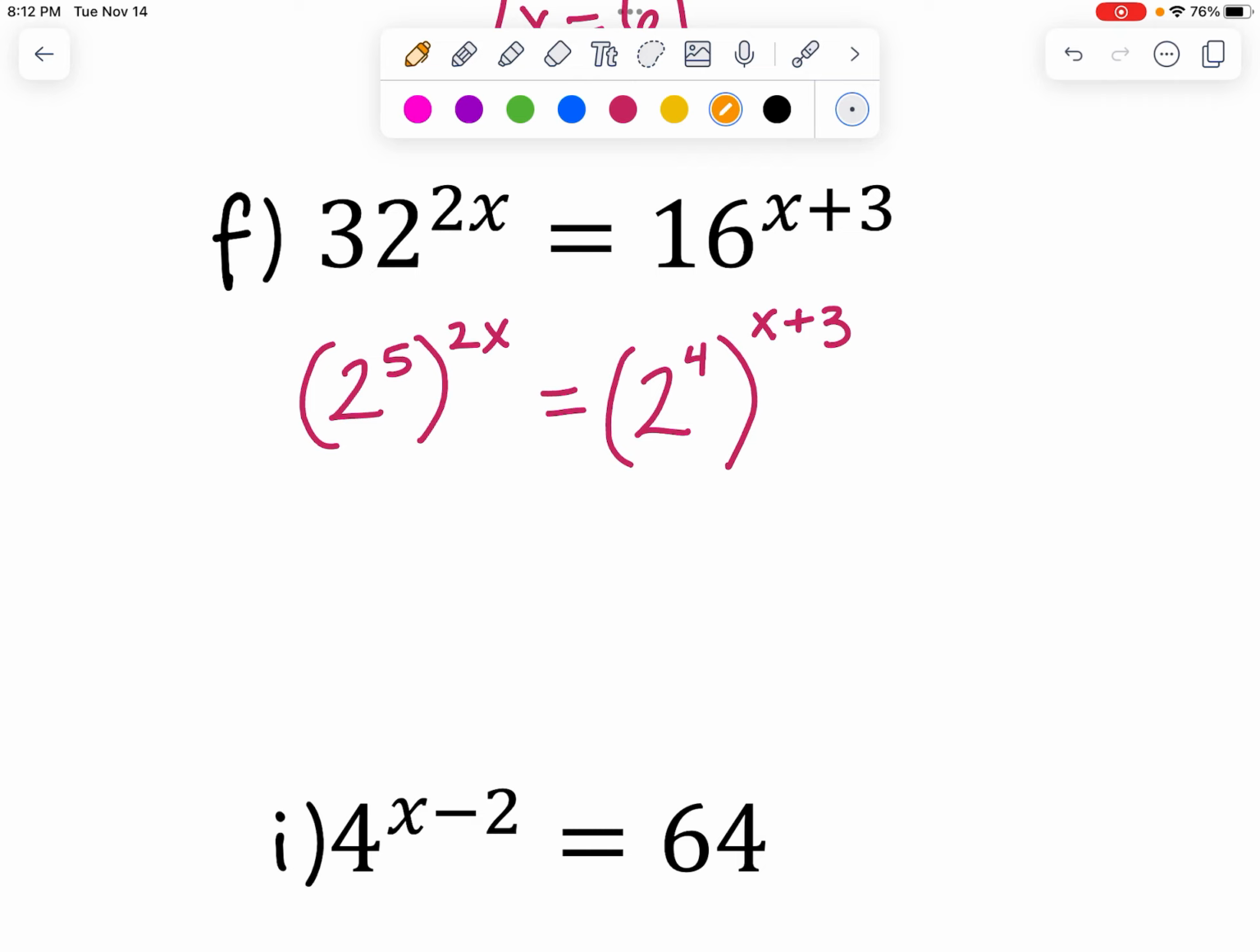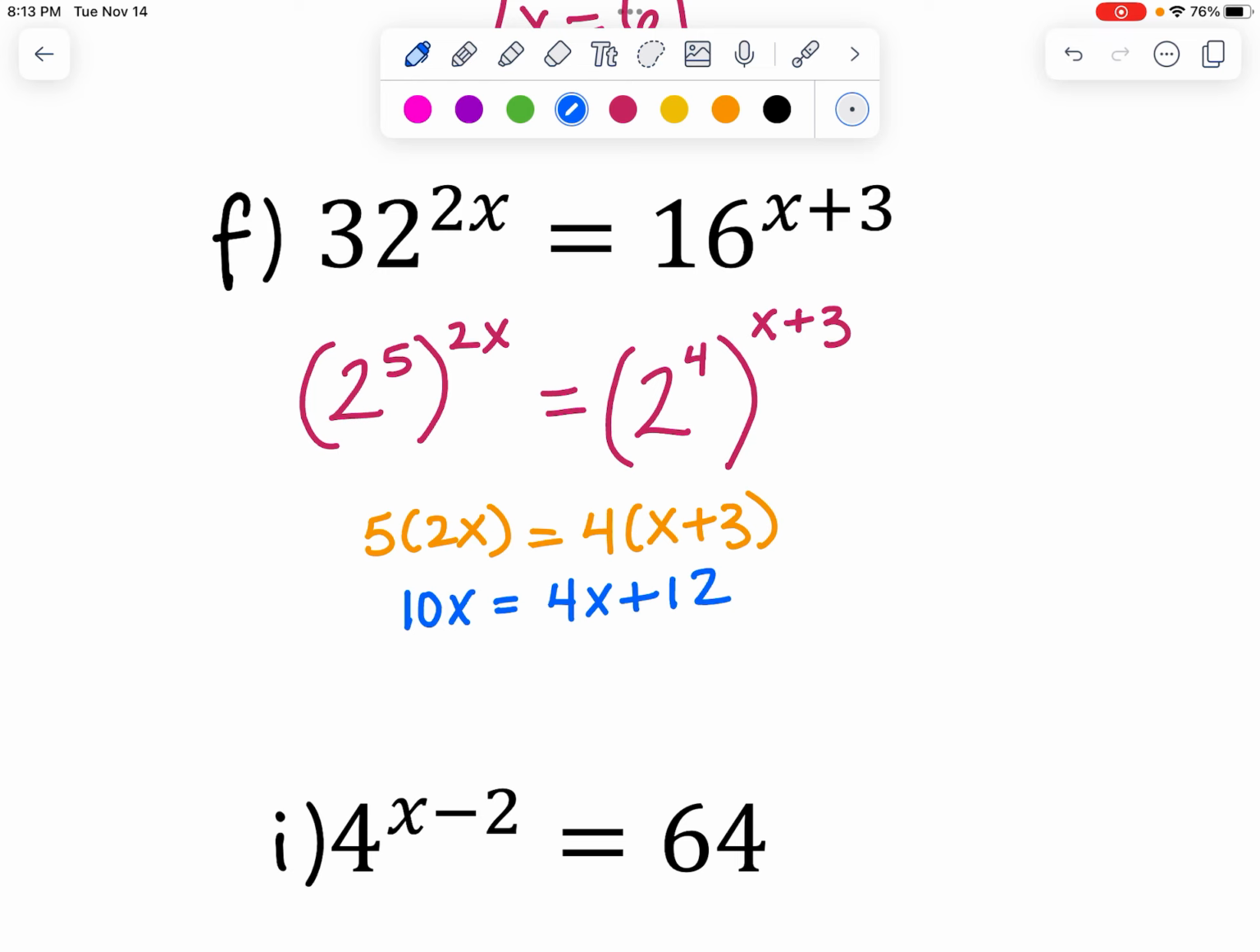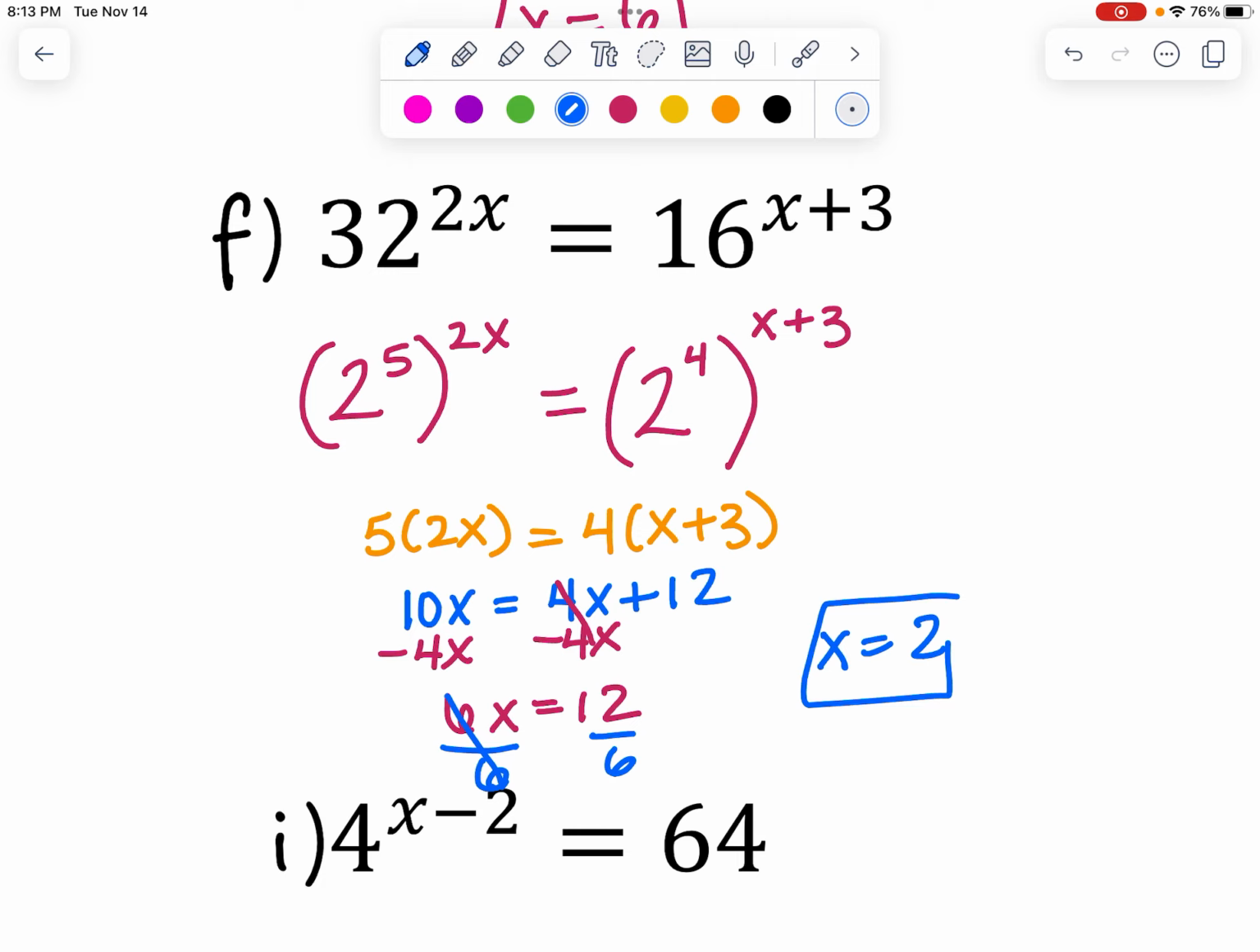All right, now I can set their exponents equal. 5 times 2x equals 4 times x plus 3. Go ahead and multiply. 10x equals 4x plus 12. I'll subtract 4x from both sides to try to get the x's together. So we get 6x equals 12. Now divide by 6 in order to get x by itself, and I get x equals 2.